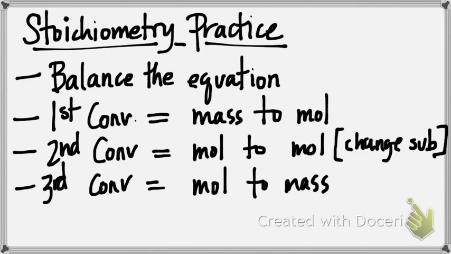In your first conversion, you're going to run mass to mole. In the second conversion, that's where you're going to go mole to mole, and then your substances change. So you start with your substance A, and that's where you switch to substance B. And then last but not least, in the third conversion, you're going to go from mole to mass.